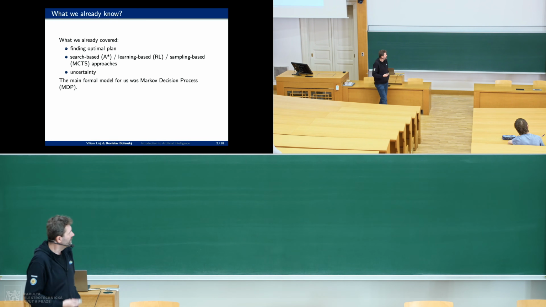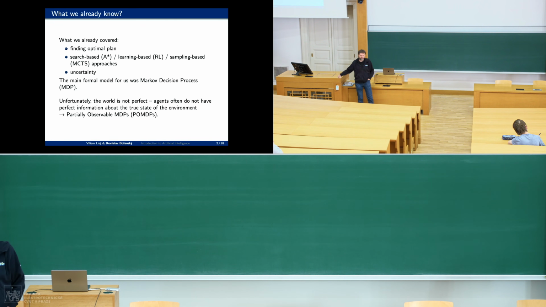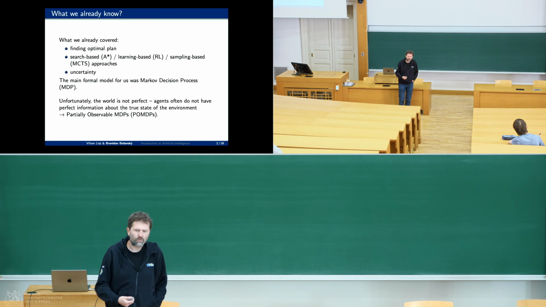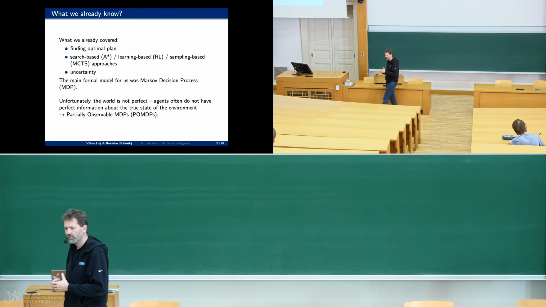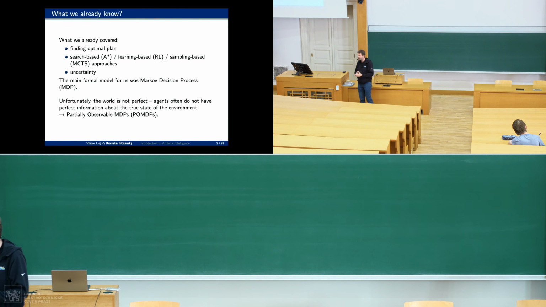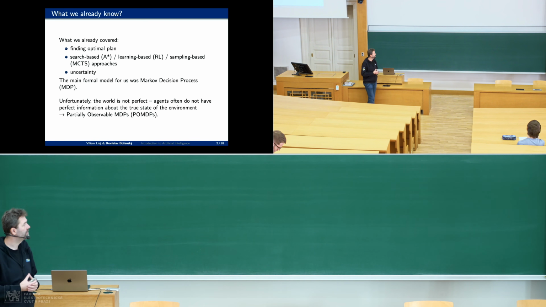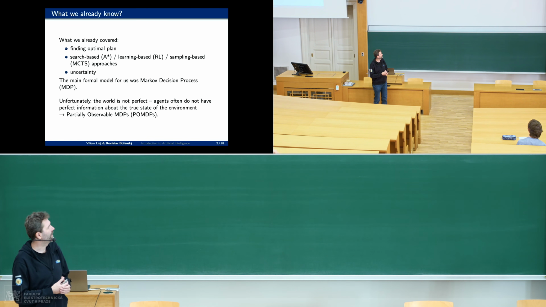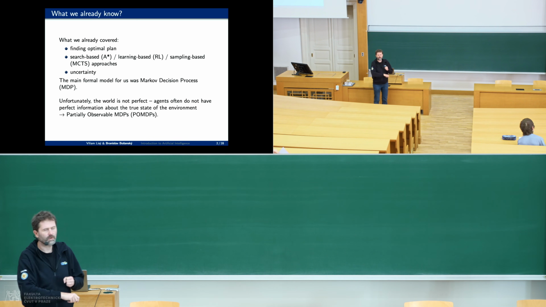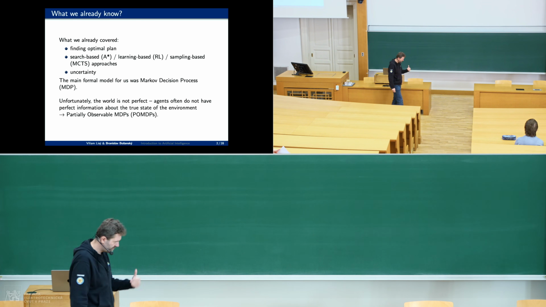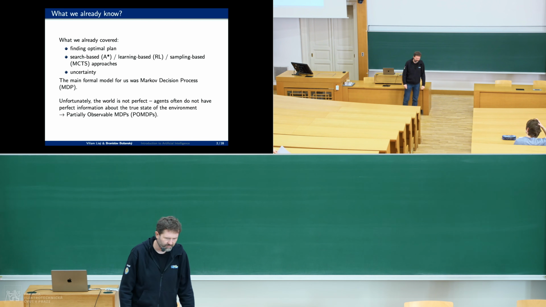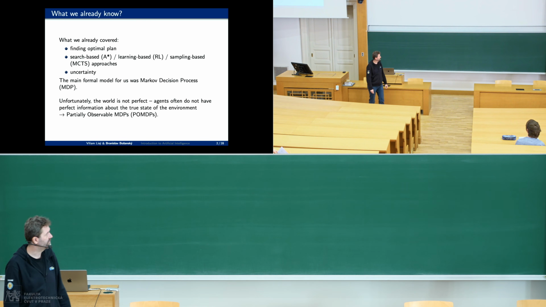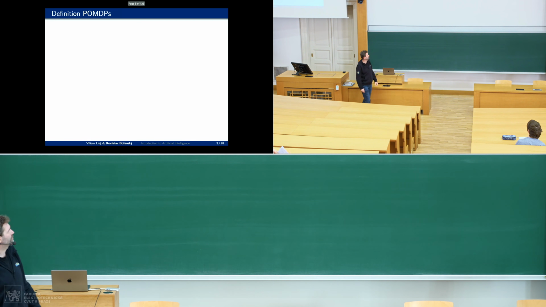Of course, MDP was the main formal model for us, but in the real world, you very rarely are able to perfectly observe the state of the world. It's more common that you don't know some aspect of the environment, and that's why POMDPs, or partially observable Markov decision processes, are more practical, more applicable, and more realistic. Of course, also more challenging.